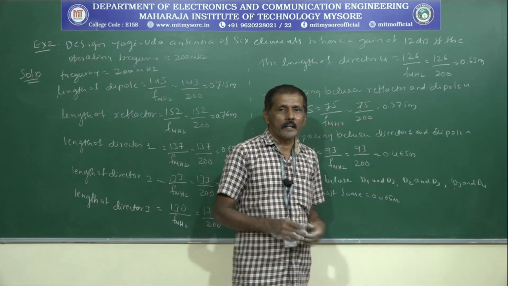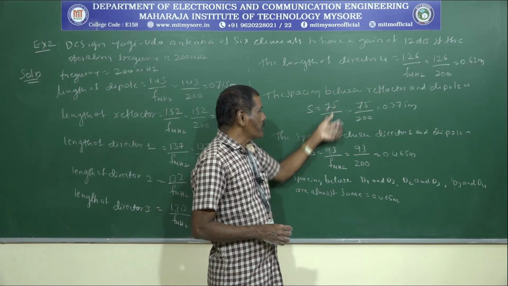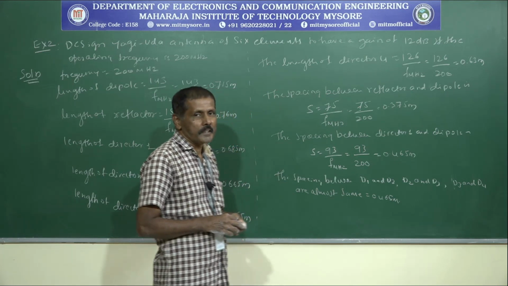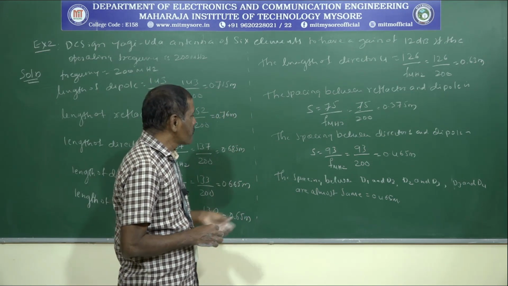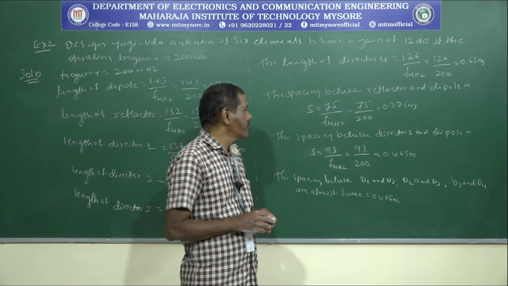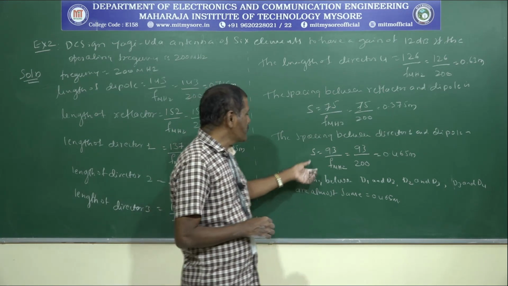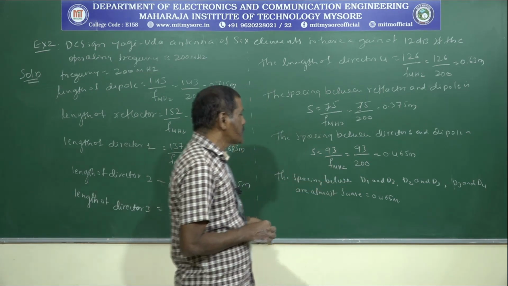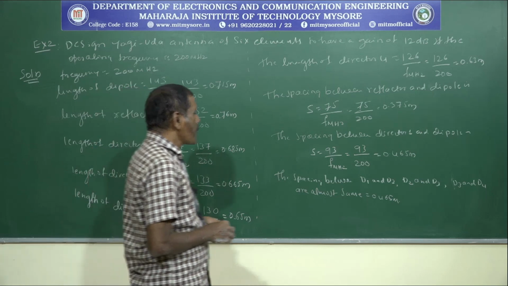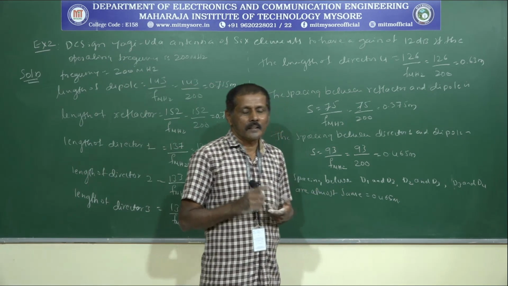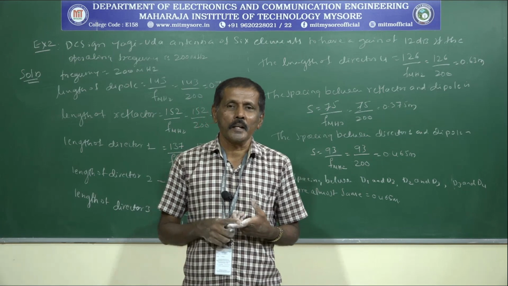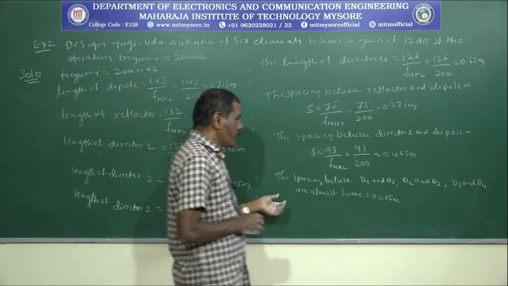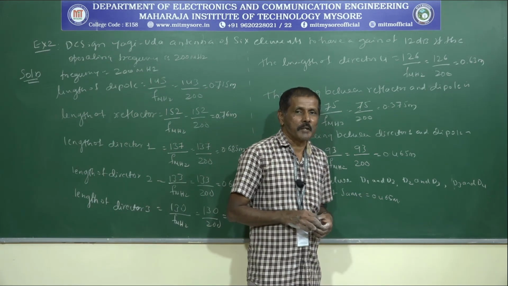The spacing between the reflector and the dipole is equal to 75 divided by f, which is 75 divided by 200, equal to 0.375 meters. And the spacing between the director and the dipole is 93 divided by f, which is 93 divided by 200, equal to 0.465 meters. The spacing between director 1 and director 2, director 2 and director 3, and director 3 and director 4 are almost equal, so this is equal to 0.465 meters.